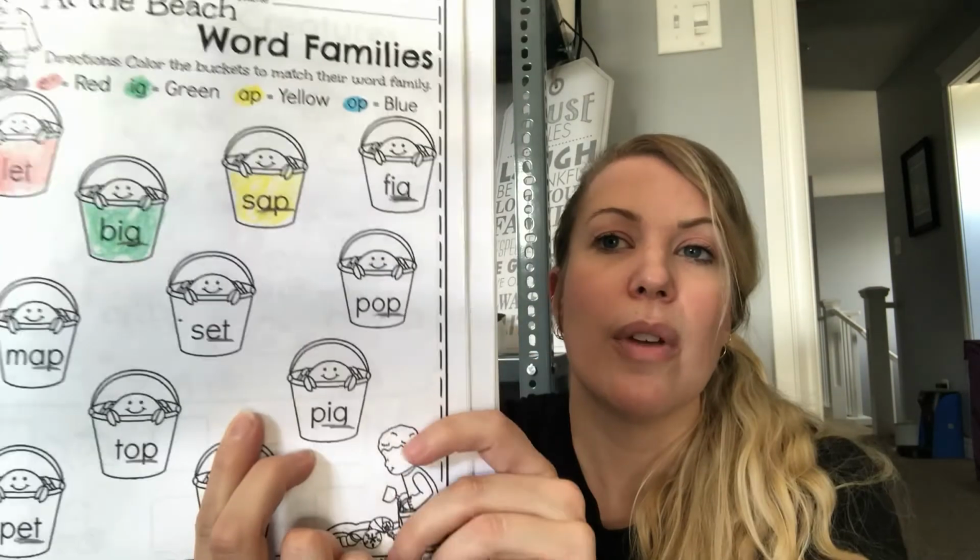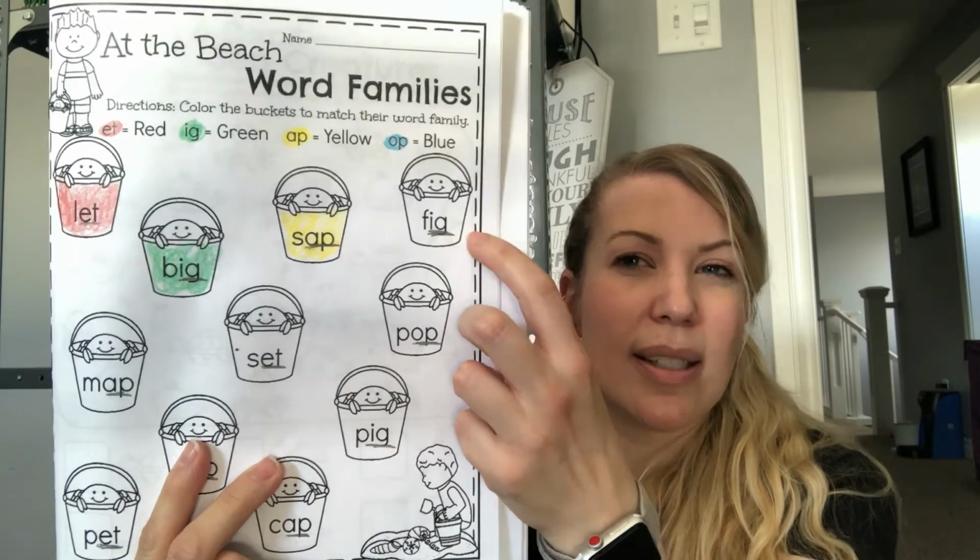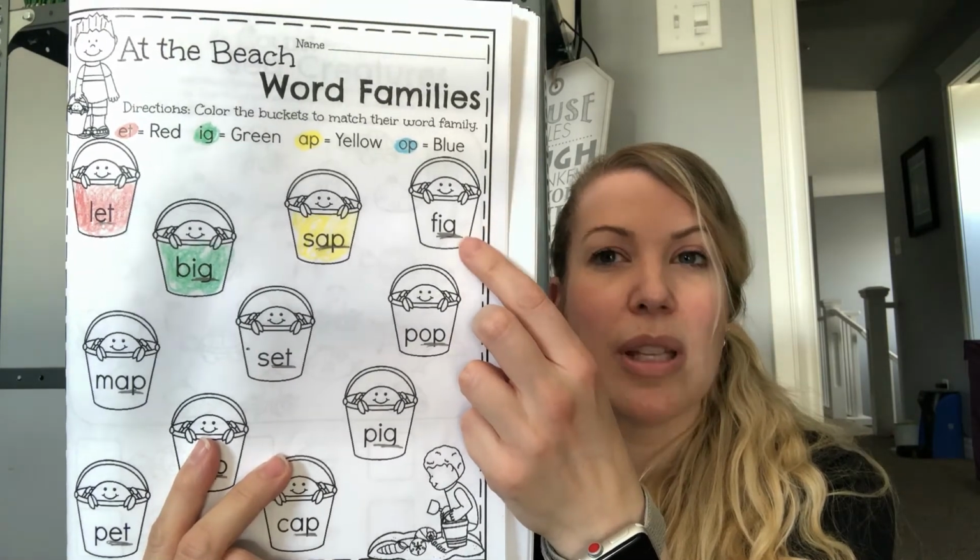Okay, so I'm going to do this quick. Yellow, yellow, yellow. Good job. And now I need to find another one. So we've got red, green, yellow. I'm going to move down here because this is the same word family that we have already done.